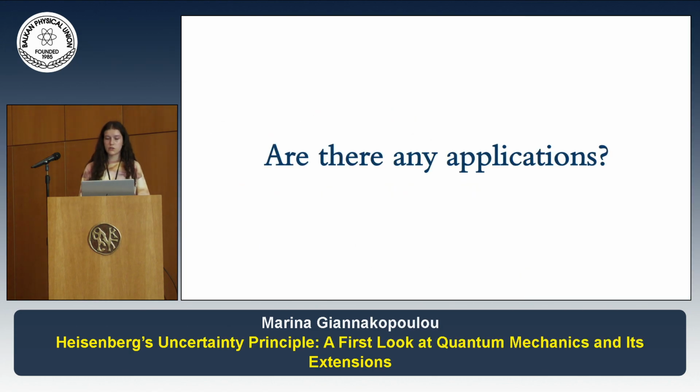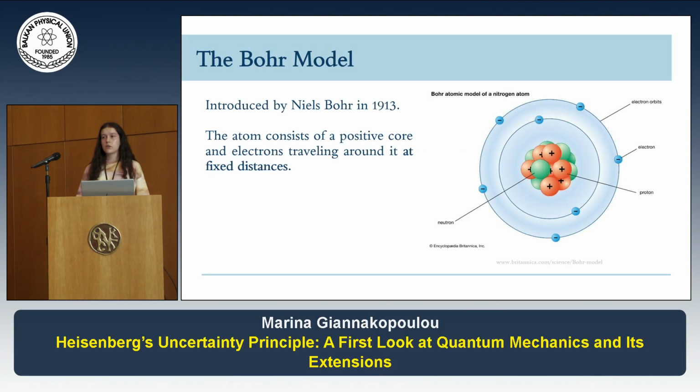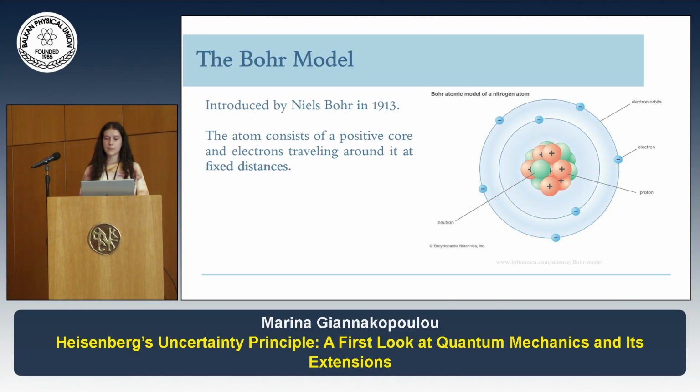And one of them relates to the Bohr model, the atomic model that Bohr introduced and looks like this. I'm sure most of you are familiar with it. According to the Bohr model, the atom consists of a positive core and electrons traveling around it at fixed distances. But even though this model is still used in some cases, it doesn't always depict reality, and we can use Heisenberg's uncertainty principle to show why.